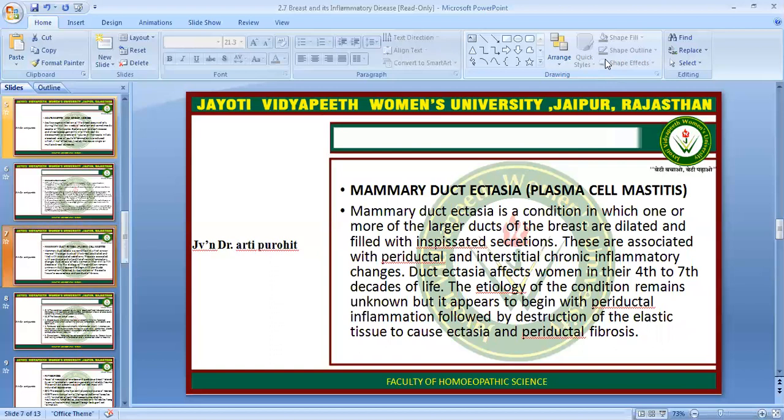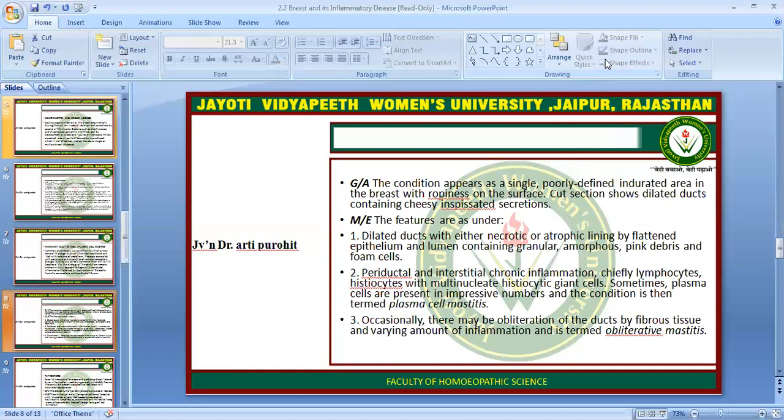Duct ectasia affects women around the 4th to 7th decade of life. The etiology of the condition remains unknown, but it appears to begin with the periductal inflammation followed by destruction of the elastic tissue to cause ectasia and periductal fibrosis. The condition appears as a single, poorly defined, indurated area in the breast with ropiness on the surface. Cut section shows dilated ducts containing cheesy, inspissated secretions.